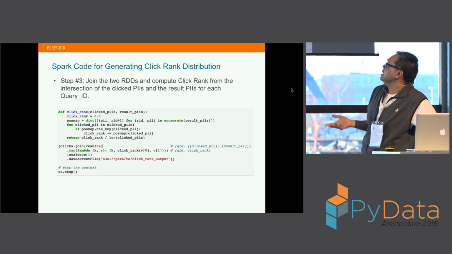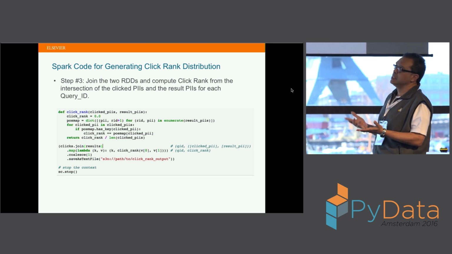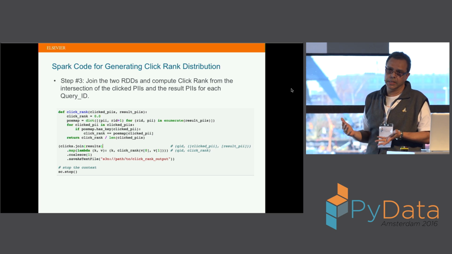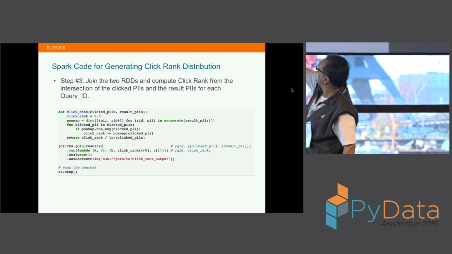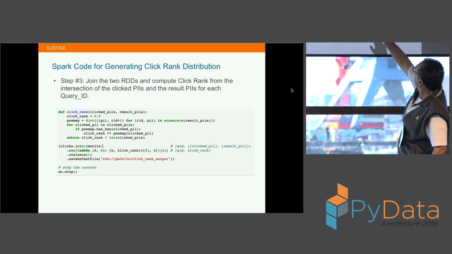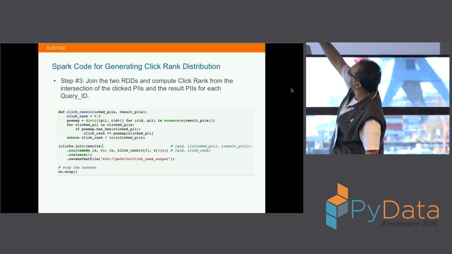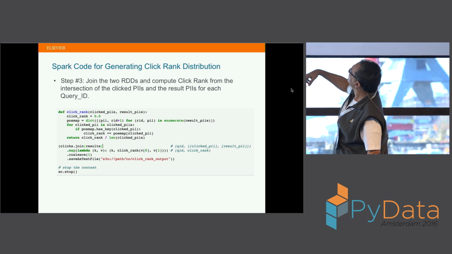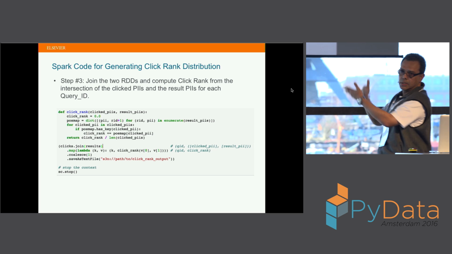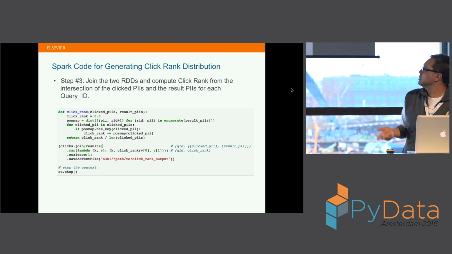The last step basically computes the click rank. If you recall the definition of click rank, it's basically the intersection, and the average rank of the intersection, right? So when you do a join on the QID, you now get a pair with the click PIIs and the result PIIs, which you can pass to the click rank function. It computes the intersection, computes the rank of the IDs, calculates the click rank, and gives it back to you, right?